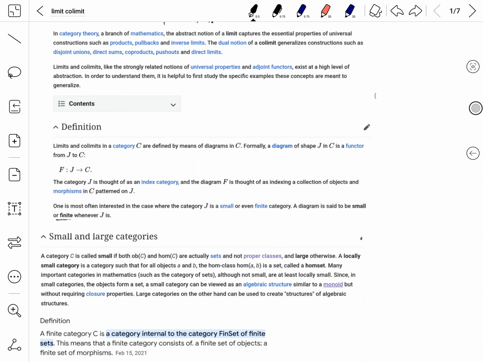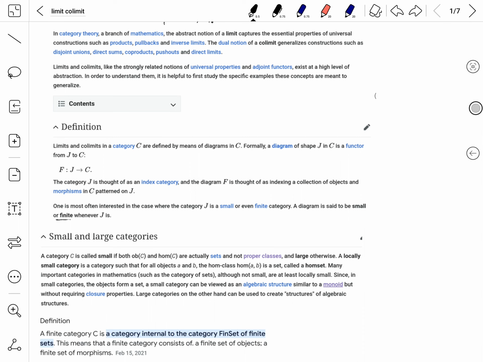It doesn't always make sense to say what a disjoint union is in an arbitrary category. I mean, here you should be precise: this is for topological spaces or the category of sets, direct sum in groups, so it's better to specify the category. Limits and colimits, like the strongly related notions of universal properties and adjoint functors, exist at a high level of abstraction. In order to understand them, it's helpful to first study the specific examples.